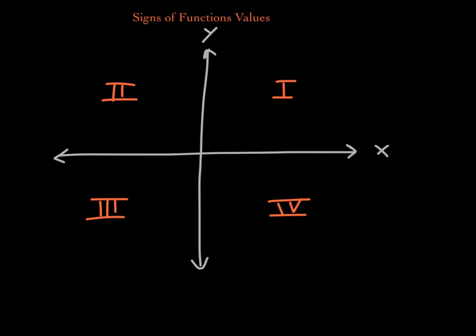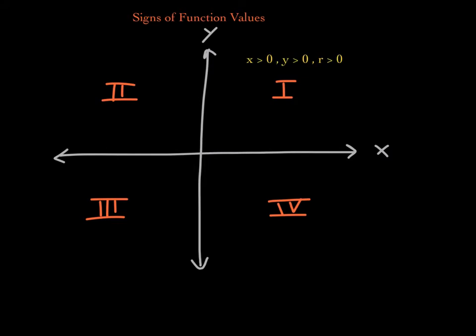Now I want to talk to you about the signs of function values. Signs of function values. Functions should not be plural there. So we have quadrant 1, quadrant 2, 3, and 4. Let's talk about quadrant 1. In quadrant 1, all of your x values are positive, all your y values are positive, and r, remember, r is defined to be the distance from the origin to the point on the terminal side of your angle in standard position. So r, by definition, is always positive. So in quadrant 1, x values are positive, y values are positive, r values are positive.